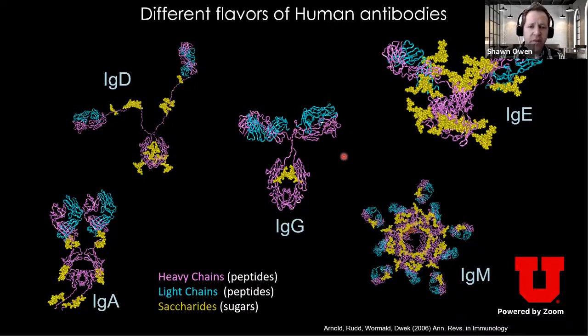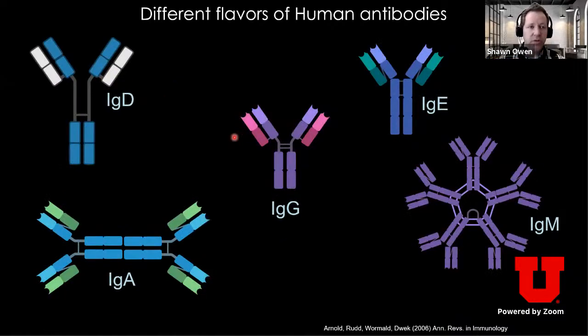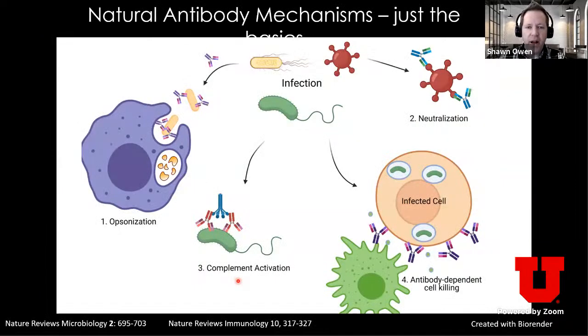Now, I understand that not everybody probably wants to sit there and stare at a crystal structure as much as I do. So I'll use cartoon structures for the rest of the talk today. And so this is kind of a representation of these different pieces. And so what we have is IgD, G, E, and M, and A. And I'll talk about some of the different mechanisms that are really important. And these are just the basics.